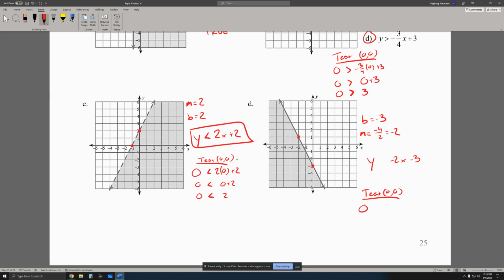If we plug in 0, then some relation, negative 2 times 0 minus 3. If we evaluate the right-hand side, we get 0 minus 3, or negative 3. Now we want this inequality to be false because we're shading the side opposite of 0, 0. We don't want to contain it. So again, I'm going to say something ridiculous like 0 is less than negative 3. We know that 0 is greater than negative 3, but we want this to be false. So we have less than, and that's going to be our inequality here.